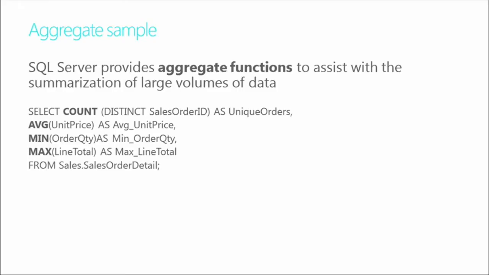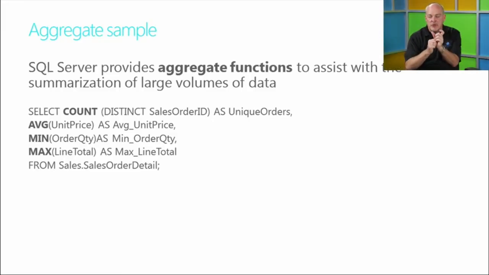This example does a select count distinct sales order ID as unique orders. What this AS does is just give it a different column header. So select count, it's just going to do a count of all distinct sales order IDs. So if I've got a sales order ID of 1, 2, 3, and I've got 10 line items in that, it's only going to count it once. That's that unique sales order ID.